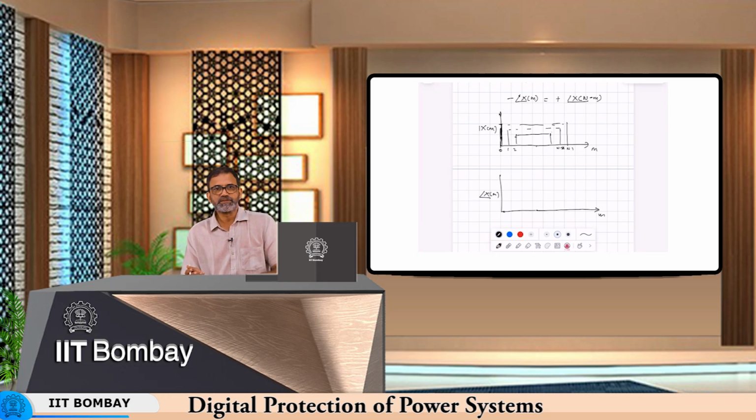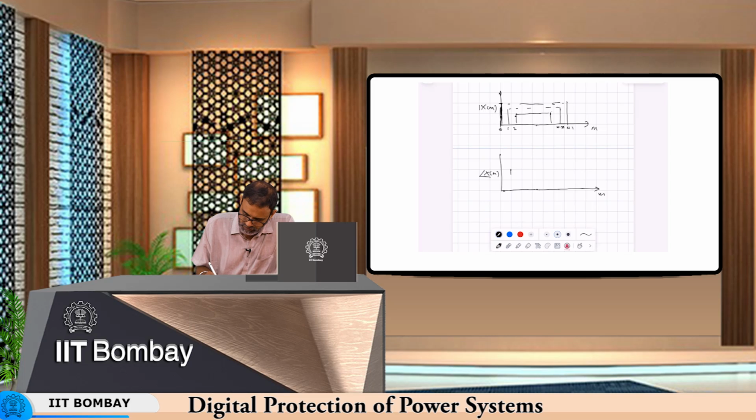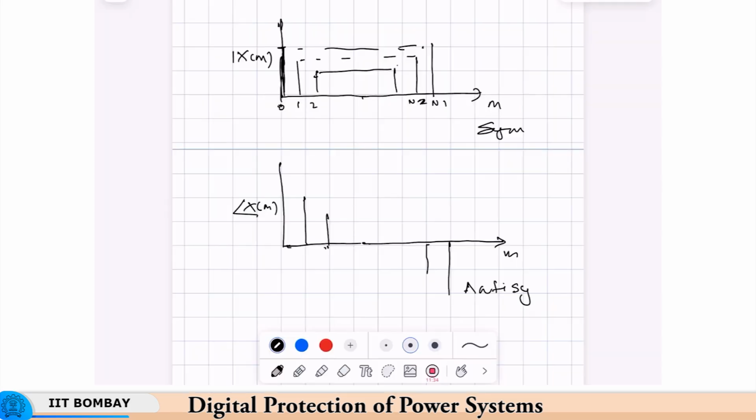Angle of x of 0 is actually a DC quantity, so it does not make sense. So, that will be 0 only. So, say angle of x of 1 is this, so n minus 2 will be this. If angle of x of 2 is this, then n minus 2 will be this, and so on. Okay. So, you have symmetry in magnitudes and anti-symmetry in angles.